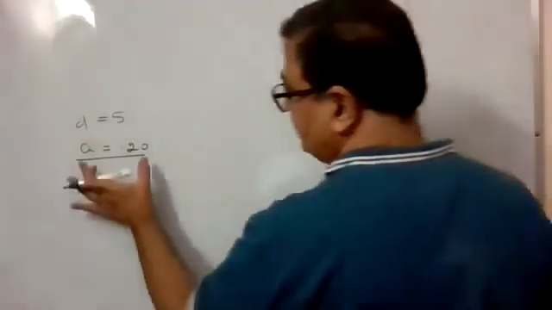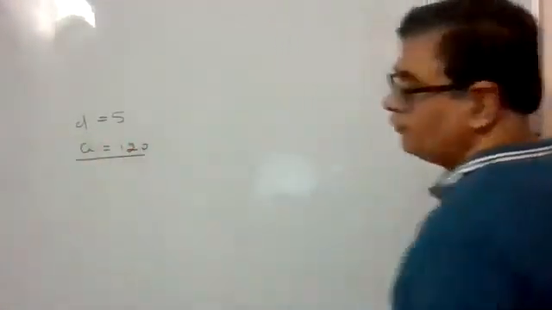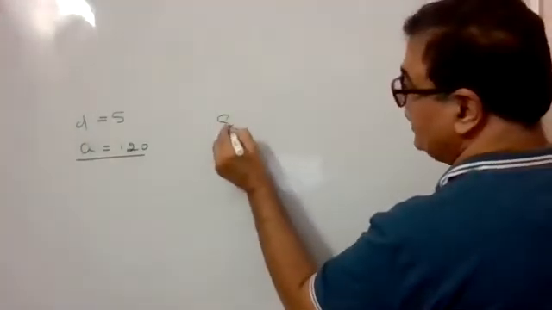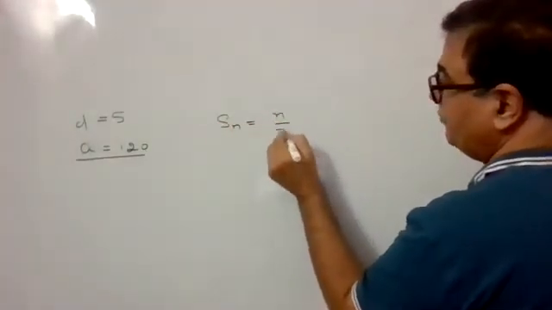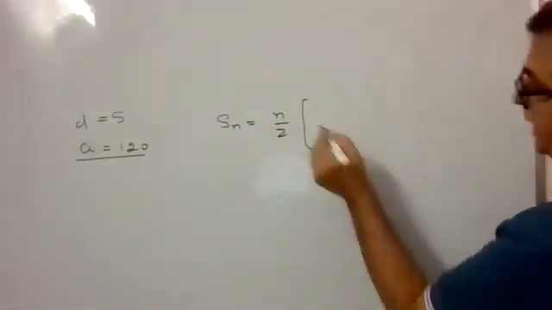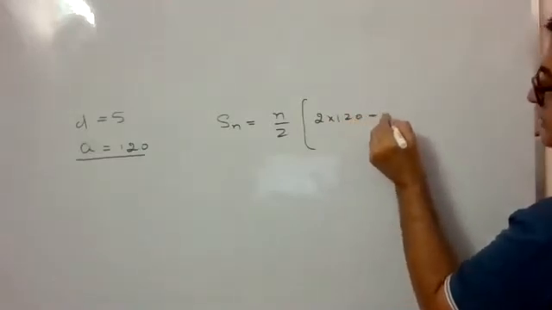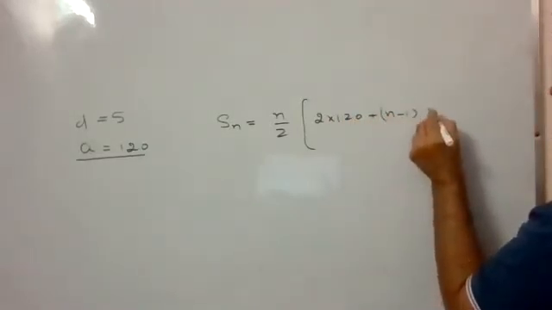So A is 120, D is 5. Let there be n sides in the polygon. Then the formula for Sn is n by 2 into 2a, where a is 120, plus n minus 1 into d, where d is 5.